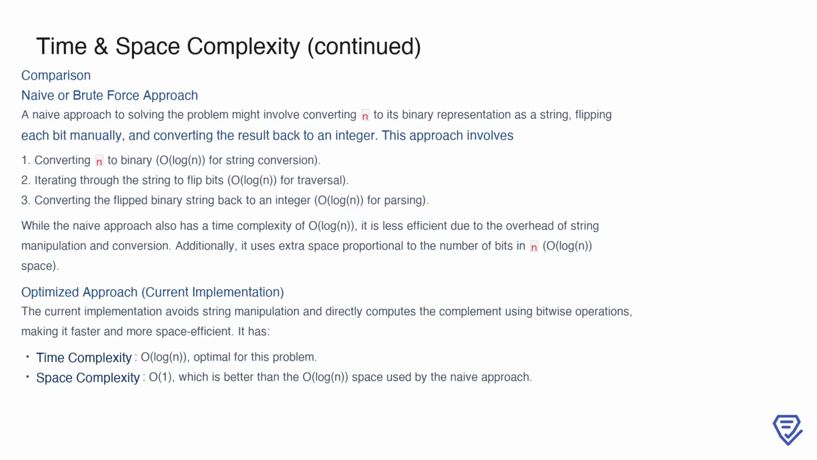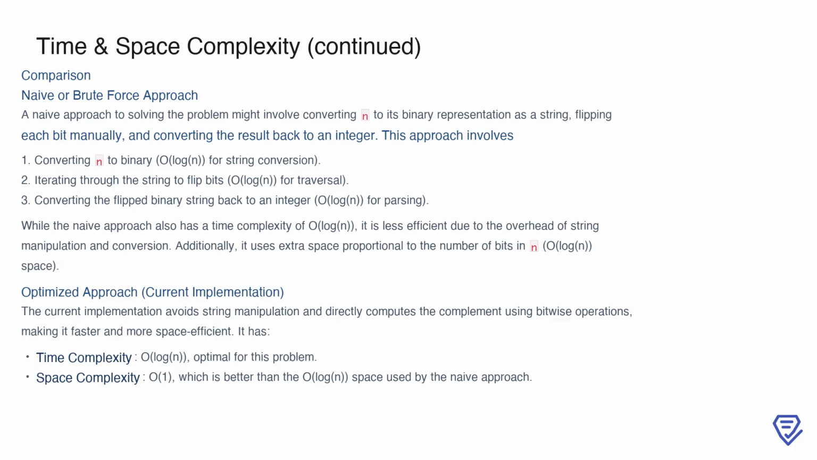When comparing different approaches to solving the problem, a naive method might involve converting n to its binary representation as a string, flipping each bit manually, and then converting the result back to an integer. This naive approach includes converting n to binary, which takes O(log n) time, iterating through the binary string to flip bits, which also takes O(log n), and finally converting the flipped string back to an integer, again O(log n). While this approach has the same time complexity of O(log n), it is less efficient due to the overhead of string manipulations. Moreover, it requires extra space proportional to the number of bits in n, or O(log n) space.